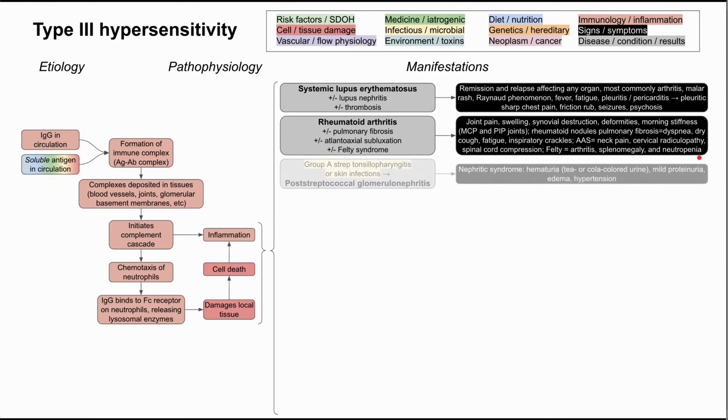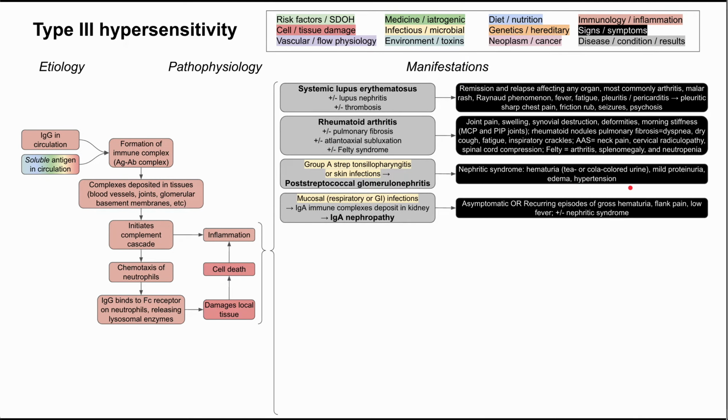So that's rheumatoid arthritis. Next one on the list is post-streptococcal glomerulonephritis. This one is triggered by a group A strep infection. So this could be a throat infection, it can be tonsillopharyngitis, but it can also come from a skin infection like an impetigo caused by group A strep. The patient, in this case, in post-streptococcal glomerulonephritis, will have a nephritic syndrome. So they'll have hematuria, that's blood in the urine, so the urine might be tea or Coca-Cola colored. Patient might also have mild proteinuria, which you would notice on a urinalysis, as well as edema and hypertension.